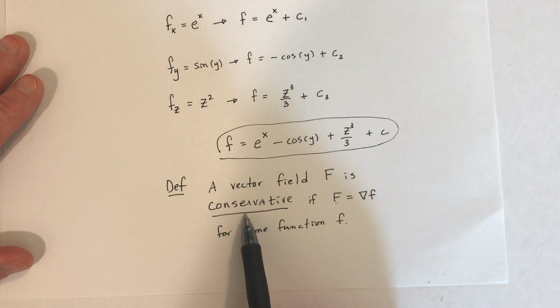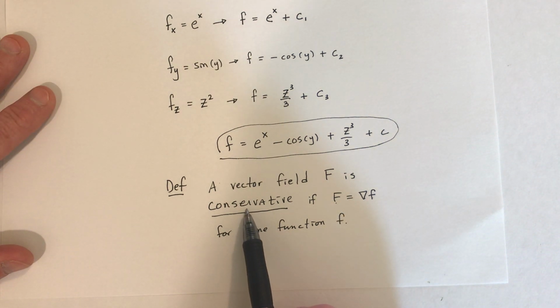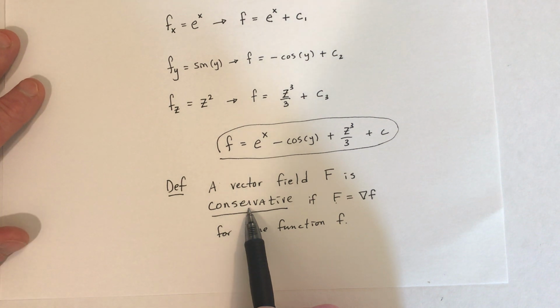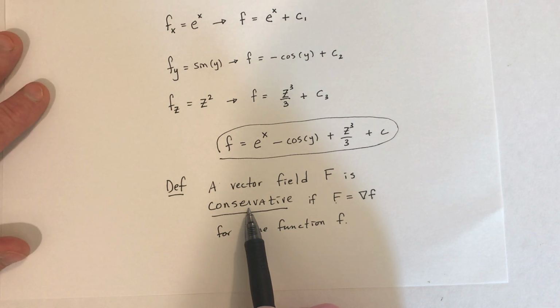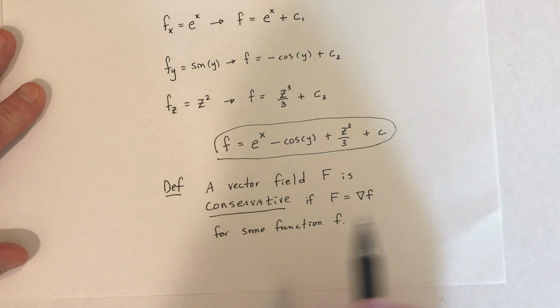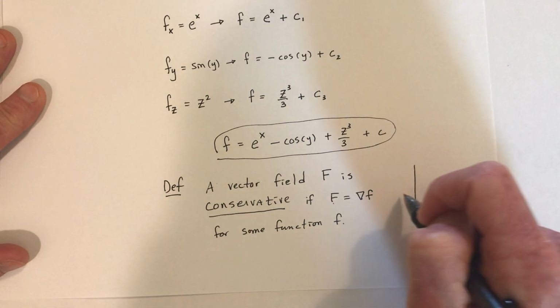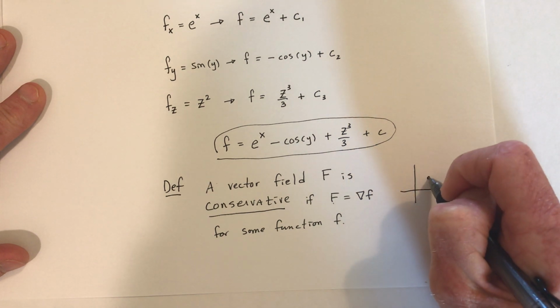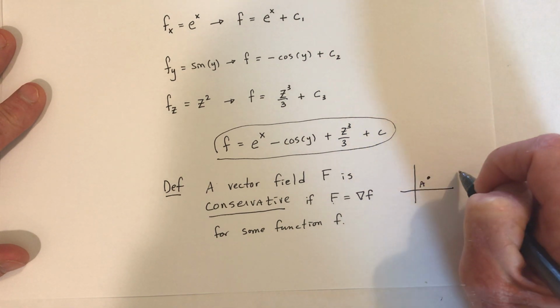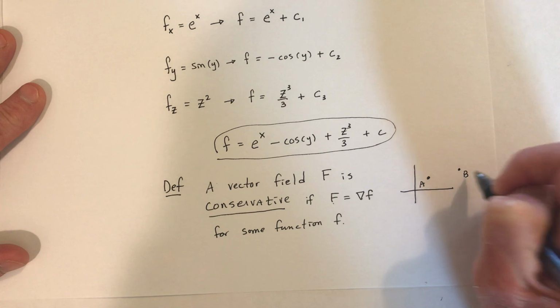Now the reason for this word conservative means that you conserve. So if I wanted to conserve gasoline, then I could stay in my house and not drive my truck. Or another way to look at it is, if I was going to drive from point A to point B.